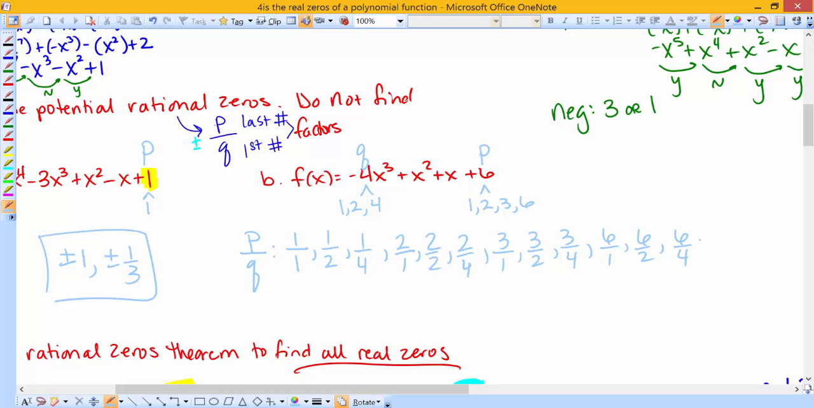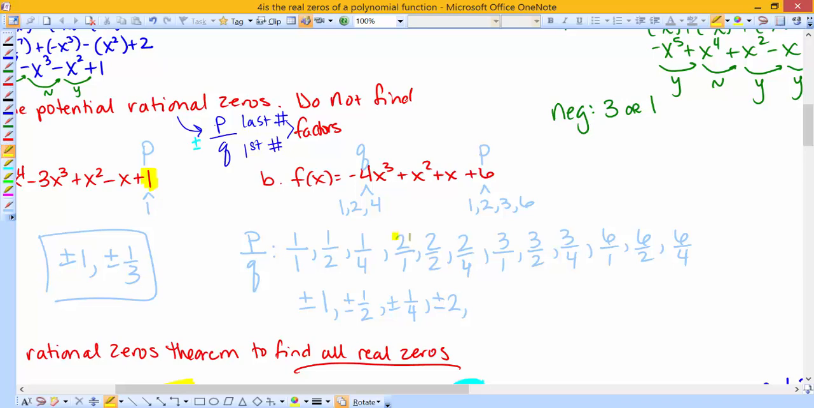Some of you, as I was writing this down, you're probably thinking, why is she writing that again? We already have that. So let's simplify this. So plus or minus 1. So I'm going to start at the beginning and I'm going to work my way through to the end, and I'm not going to put any repeats. 1 over 1 is 1. 1 over 2 is 1/2. 1 over 4 is 1/4. 2 over 1 is 2. So I don't have any repeats yet.